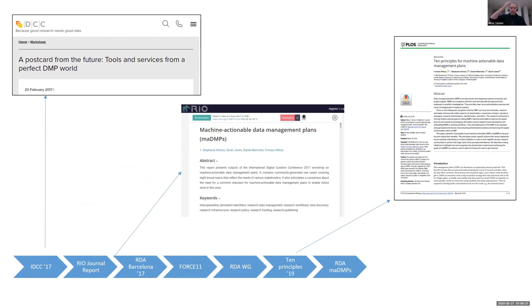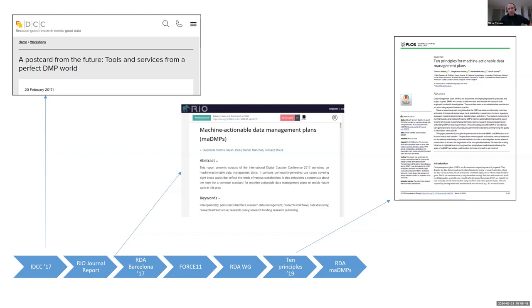And now I would like to jump a little bit to the future compared to 2010, to IDCC 17, the International Digital Curation Conference, which we had in 2017, and then some other developments from then, so basically from 2017 to 2020, because a lot of things happened regarding machine actionable data management plans.